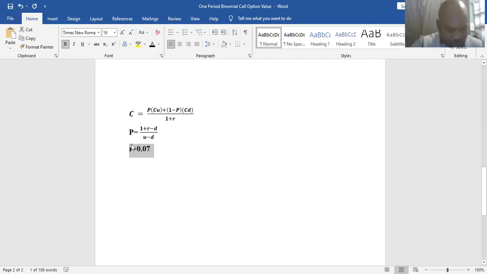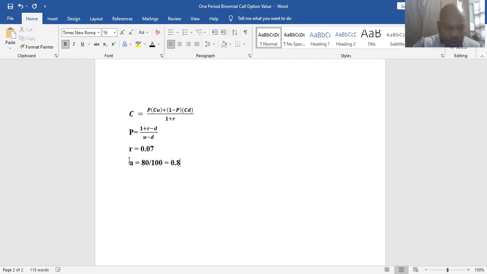All right, this is perfect now. So my R is 0.07. My D is when the stock goes down, what is the proportion of it? So we're simply saying when the stock goes down, the possible price for down is 80 because it's going down by 20%. So 80 divided by the 100, which is the original value at the start of the period. This will give me 0.8.